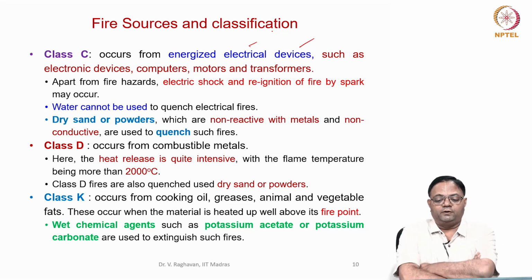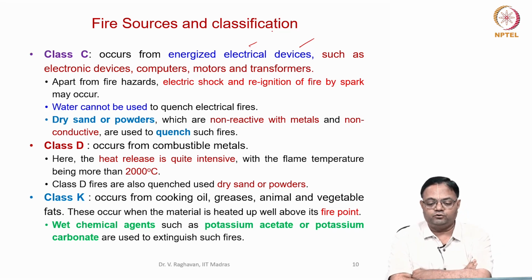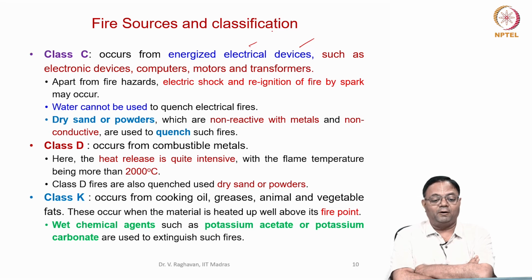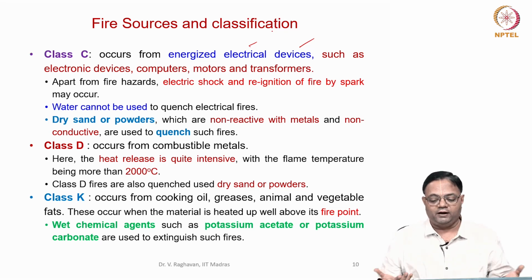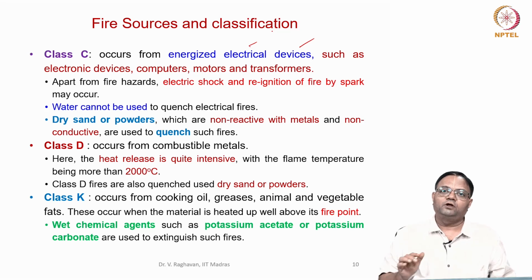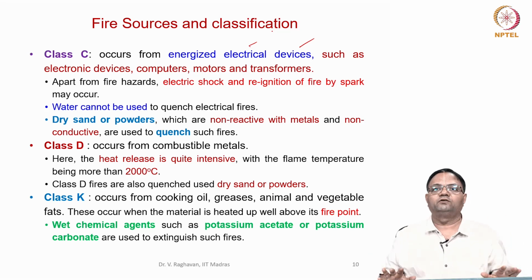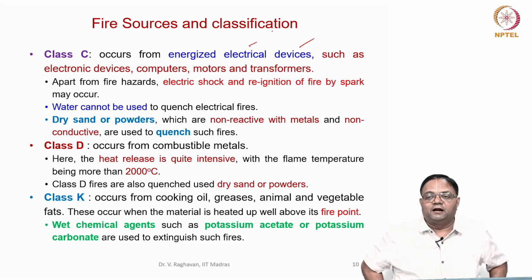So why do you use this? Because when you use some other substance, it may be reactive with the metals. But if you use dry sand or powders, then it will be non-reactive. And also these are non-conductive, which is what is required to quench the fire. So this is about class C, energized electrical devices.